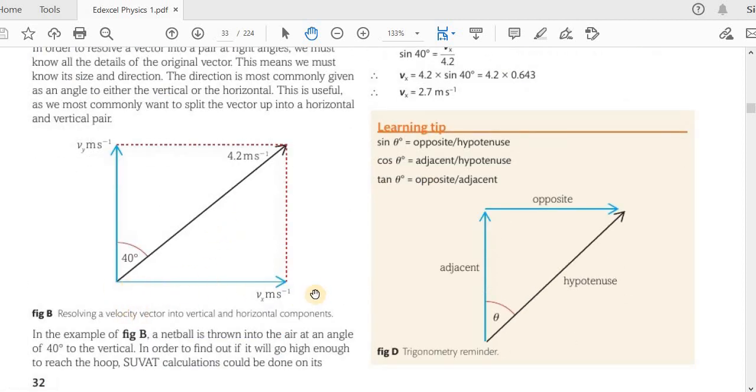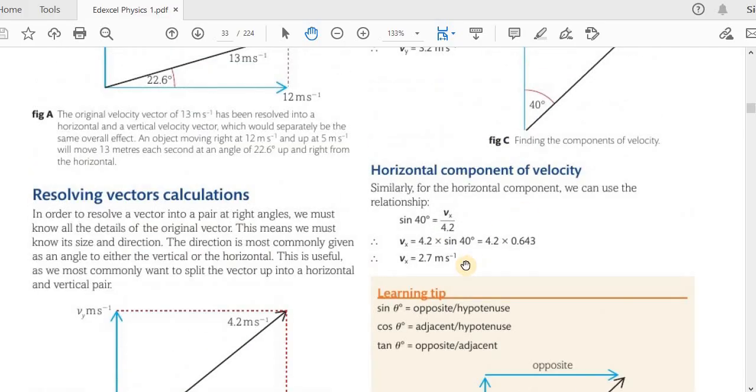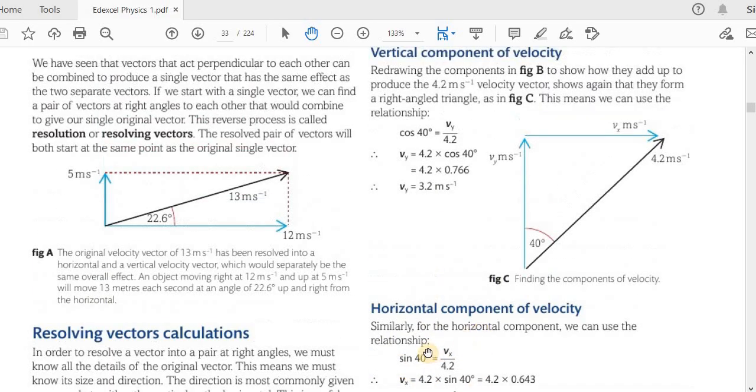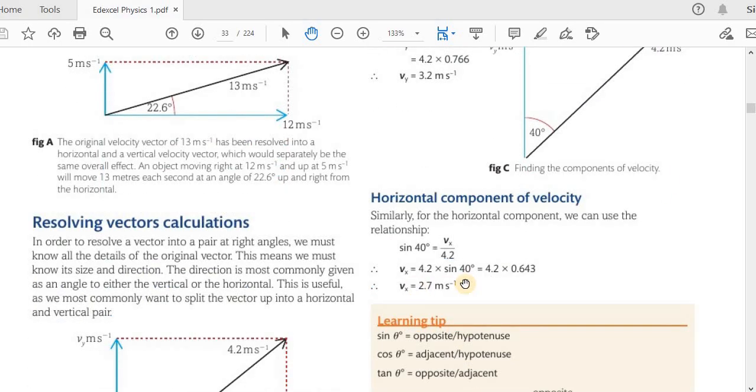So Vx equals 4.2 sine 40 degrees. Now if you are new and if you are not familiar with getting this step directly, you can again see using trigonometry the way you learned in the O-level class, sine of these angles is opposite over hypotenuse. So that is what we have. Then you can get this.